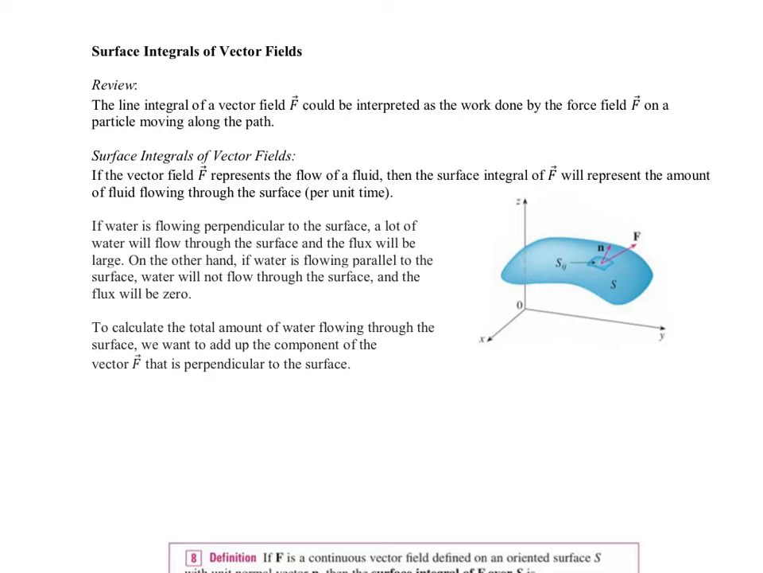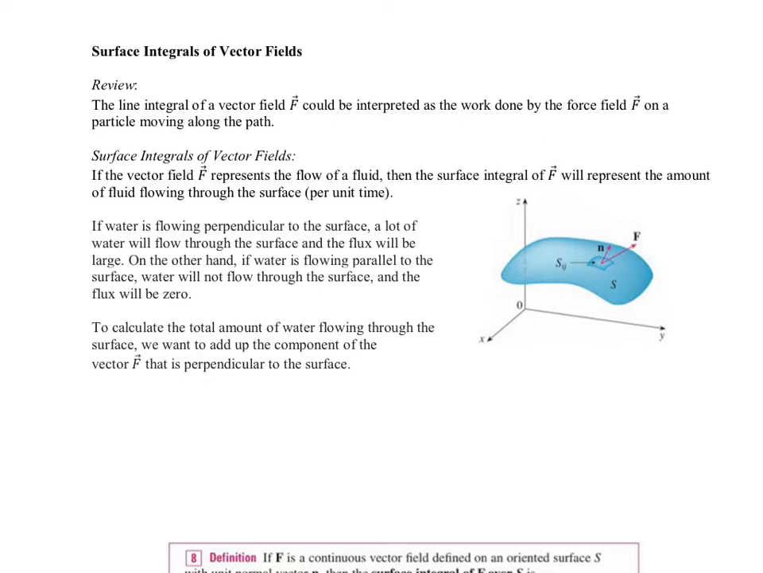As a quick review, a line integral of a vector field F can be interpreted as the work done by the force field F on a particle moving along a path. In a similar way, if we have a vector field that represents, for instance, fluid flow, then the surface integral will represent the amount of fluid flowing through the surface. You could think of it almost like a fishing net being dragged through the water, and the measurement that we're taking is the fluid flow that goes through that particular surface.